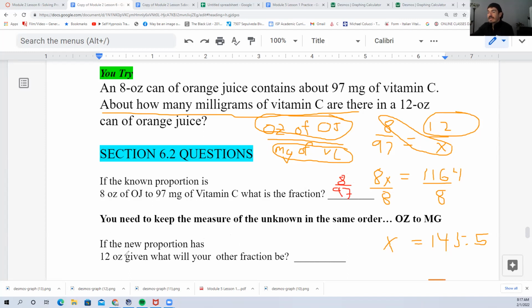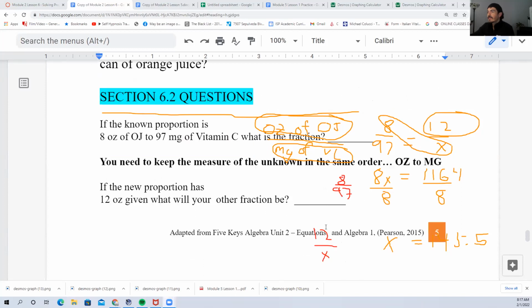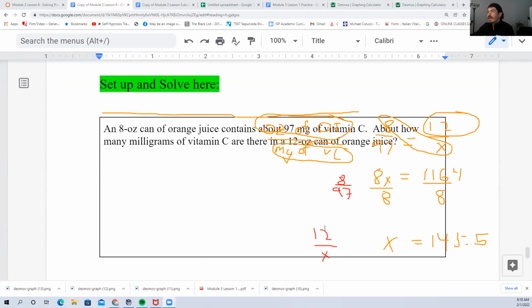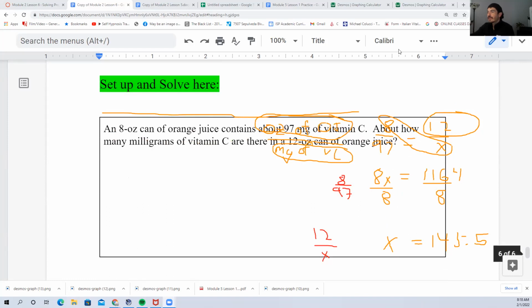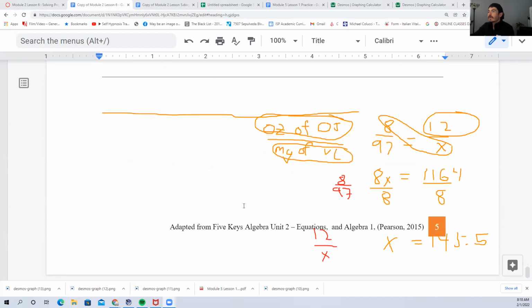If the new proportion has 12 ounces, what will your other fraction be? Well, it's this. It's 12/x. And this is going to mess up the whole thing. And then we did this math over here. So this stuff in orange is what goes in this box. Okay. All right. Sweet. That's it for that.